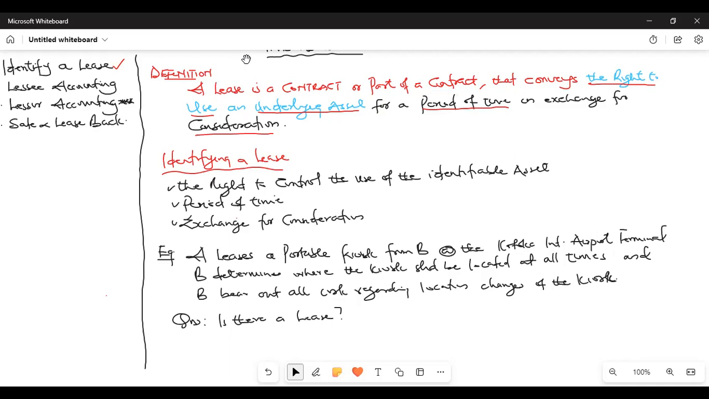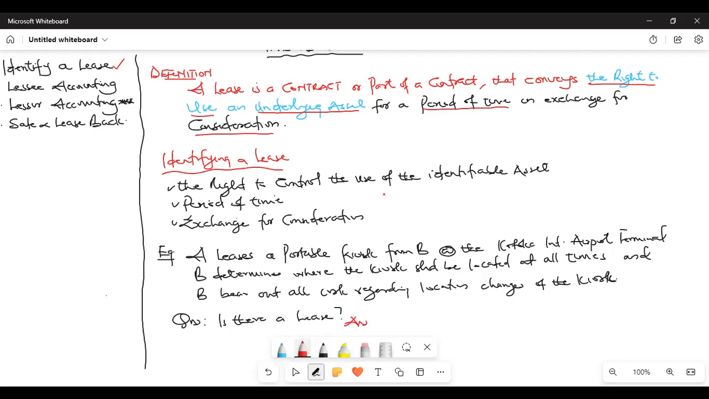There's no lease. The definition that we have identified for a lease says there should be the right to control the use of the identifiable asset. But for this illustration, the lessor is controlling the asset for the lessee. So the lessee has no right to control the use of the asset. All right, that's awesome. Thank you. So there is no lease.